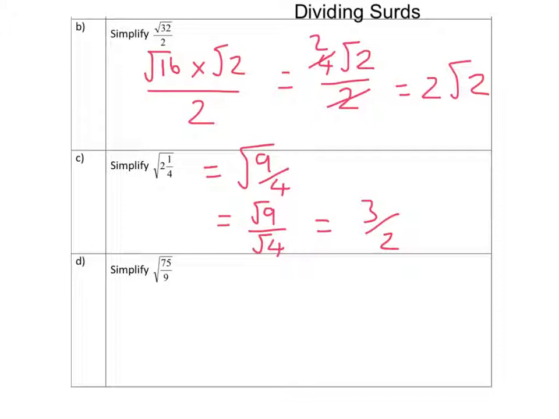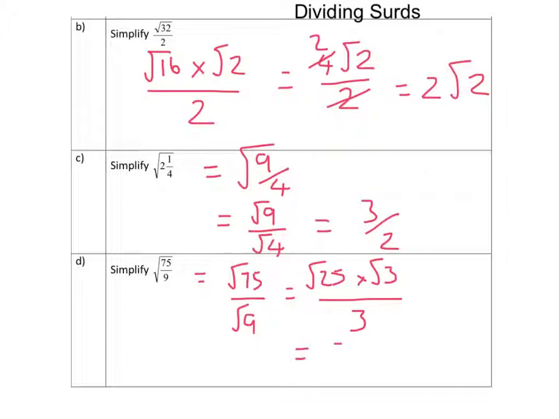In the final example, we again can use our rule for dividing surds and split that up to the square root of 75 divided by the square root of 9. Now, again, looking for square numbers, root 75 can be written as the square root of 25 times the square root of 3. And we know that the square root of 9 is just 3. Square root of 25 will simplify to 5, so we end up with 5 root 3 all over 3.